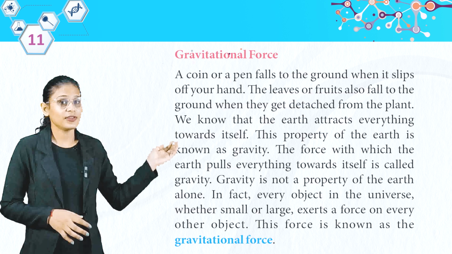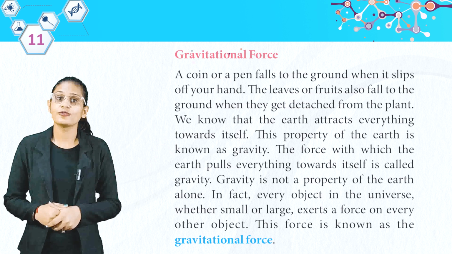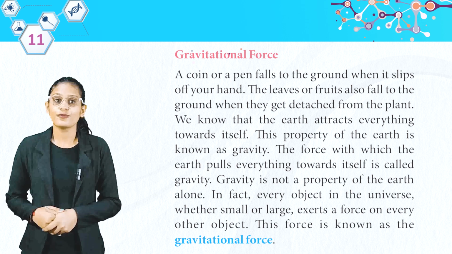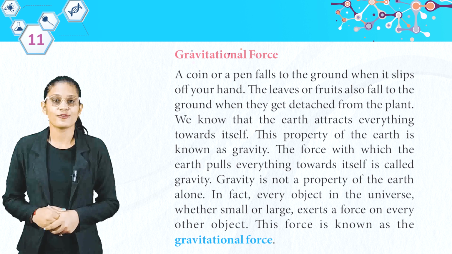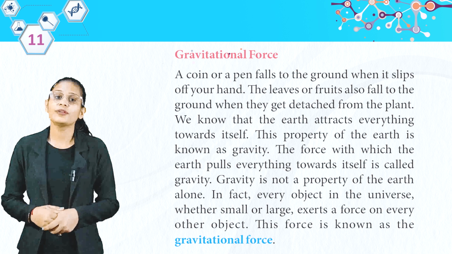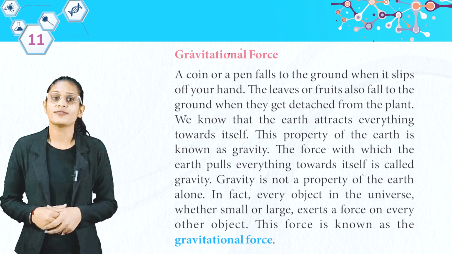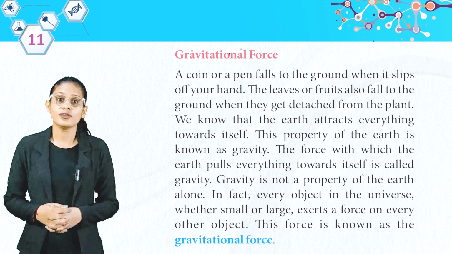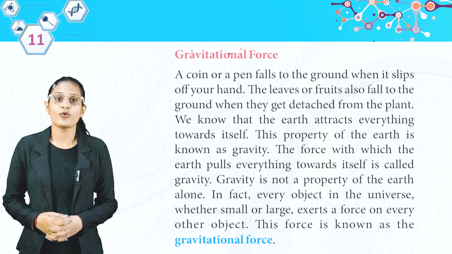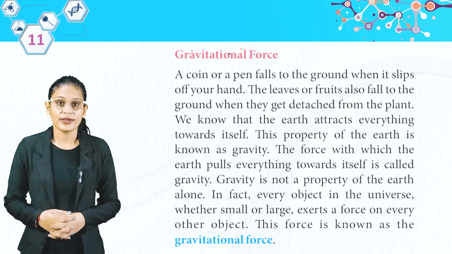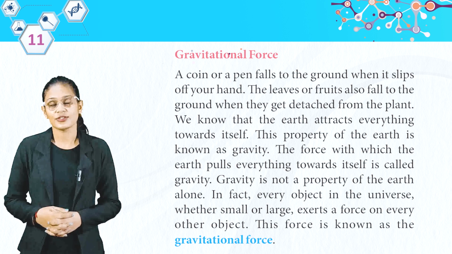Now we have gravitational force. A coin or a pen falls to the ground when it slips off your hand. The leaves or fruits also fall to the ground when they get detached from the plant. We know that the earth attracts everything towards itself. This property of earth is known as gravity. The force with which the earth pulls everything towards itself is called gravity. Gravity is not a property of the earth alone. In fact, every object in the universe, whether small or large, exerts a force on every other object. This force is known as the gravitational force.